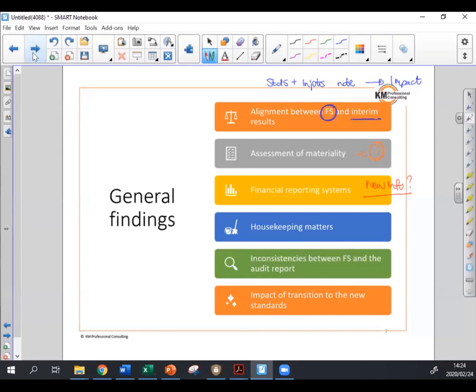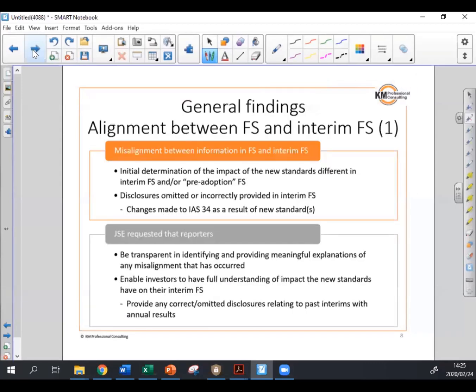The fifth heading is just around inconsistencies between the financial statements and the audit report. So again, it's that concept of making sure that things align, that we don't say something elsewhere in the financial statements or commentary for that matter, or annual reports, but the financial statements don't say it. And then lastly, just an impact on, again, that transition. Transition is a big finding throughout.